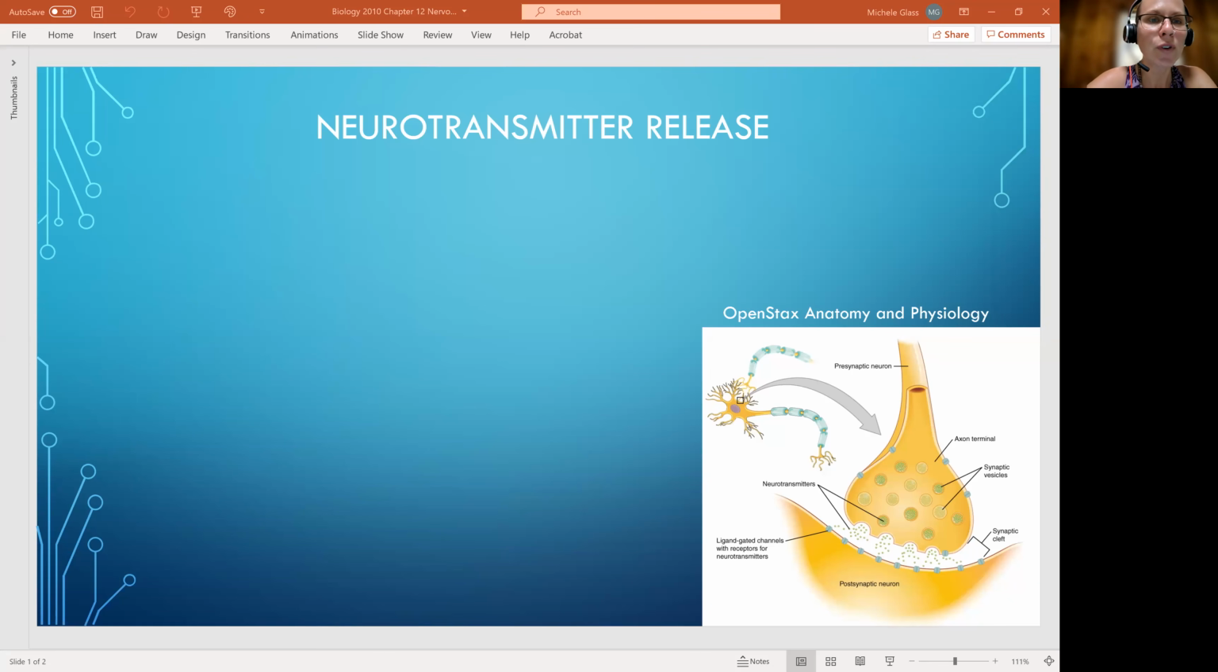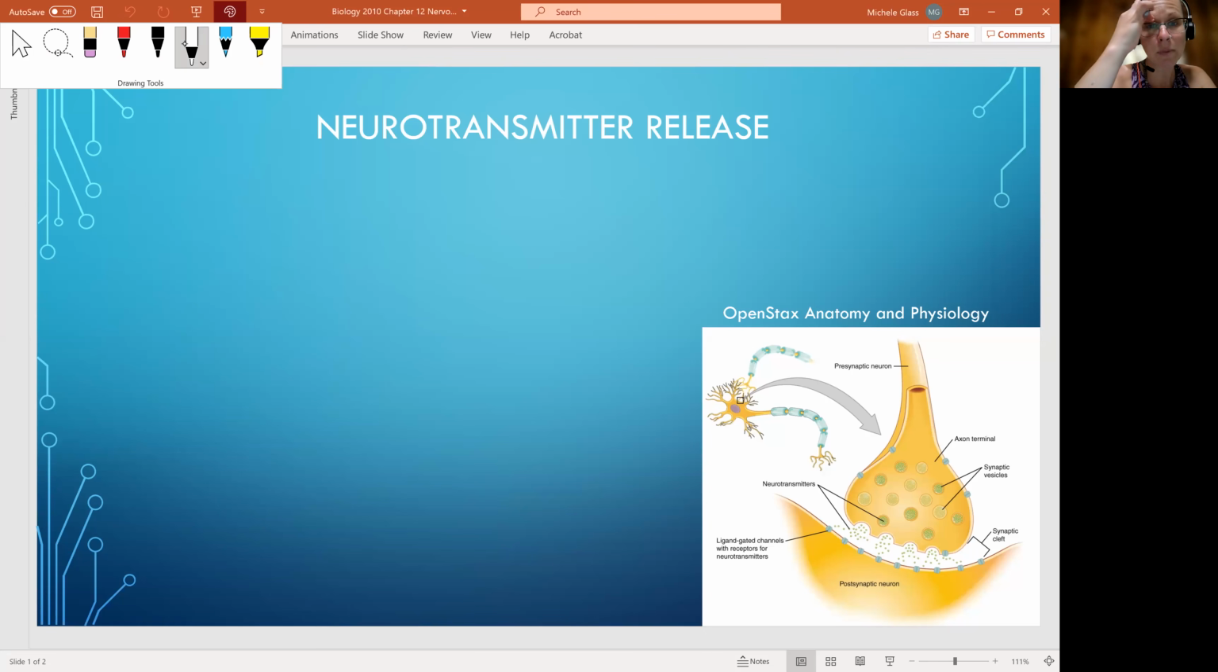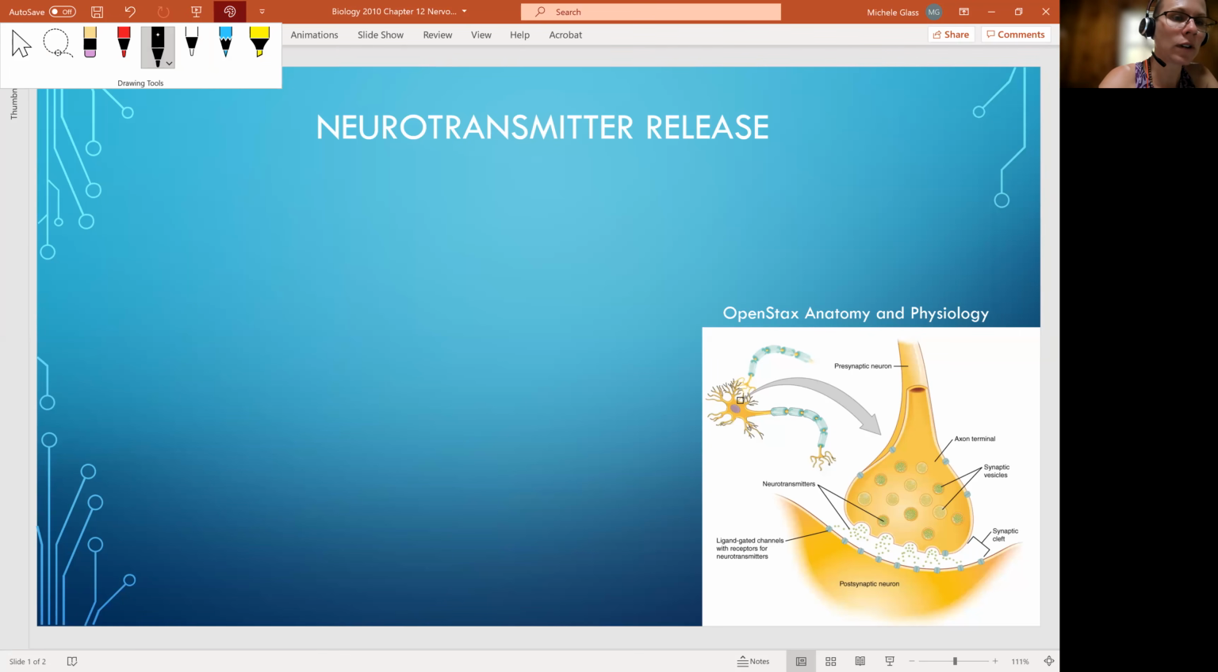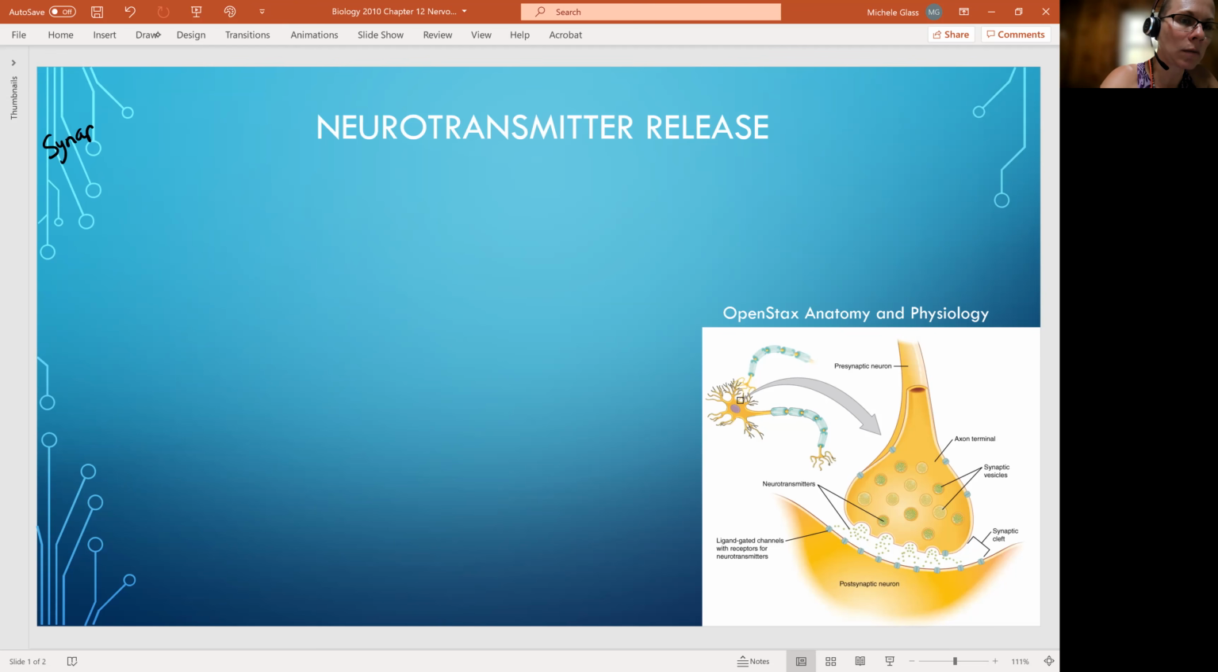Before we get into that part of the conversation, let's go back and talk about the two different types of synapses. You can have either an electrical synapse or a chemical synapse.